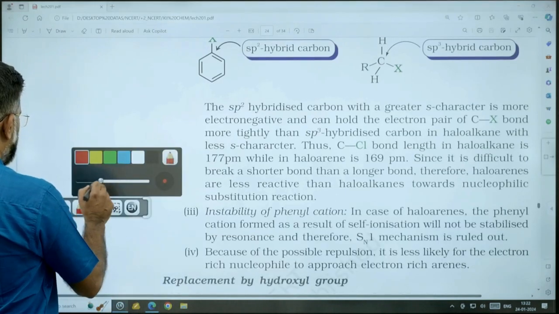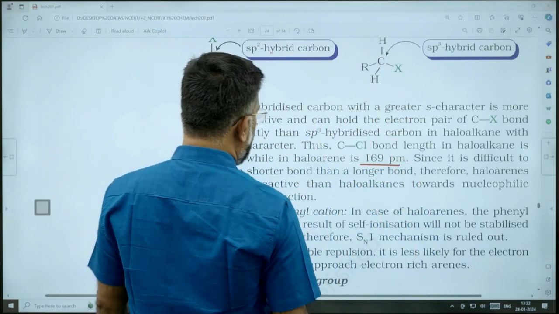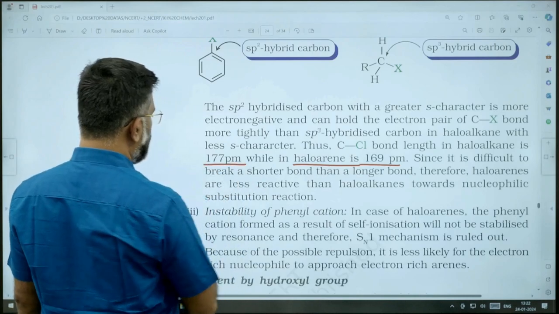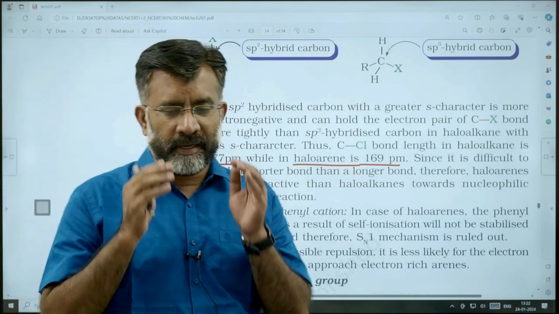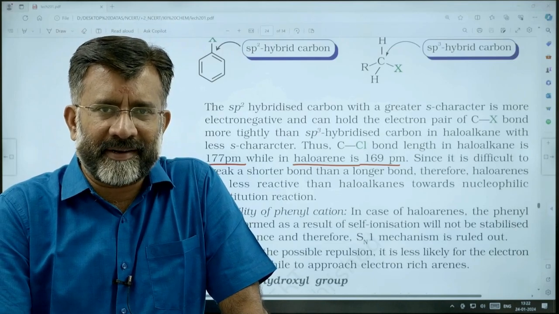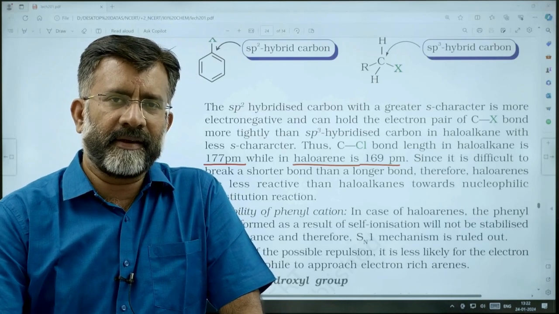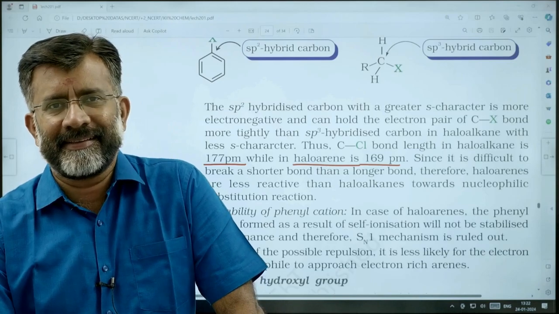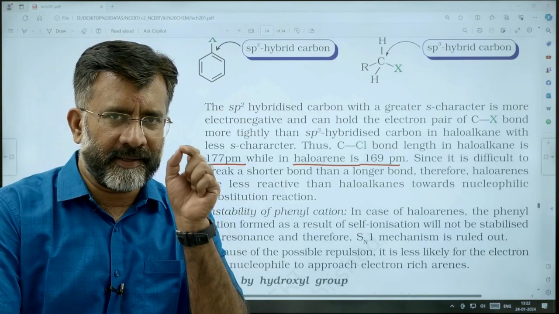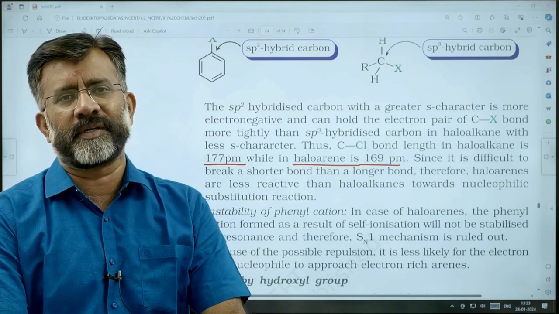If you simply compare the bond length in alkyl and aryl halides, in haloarene the bond length comes to an average of 169, whereas in haloalkane it is 177, approximately 10 units difference in picometer. In alkyl halides, it is coming in the 177, 180 range, here it is in the 169, 170 range. Why? The electron cloud is more pulled towards carbon. Why? Here it is sp2 carbon. So what? It is more electronegative, pulls the electron density more close towards it, and the bond length decreases.